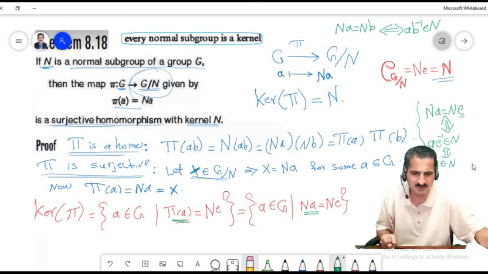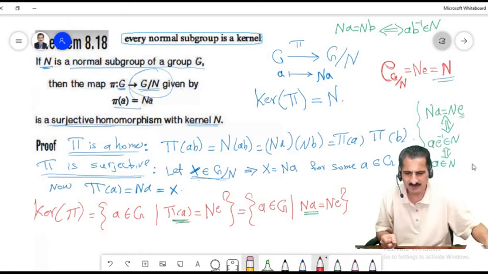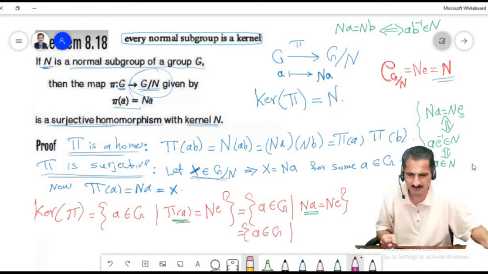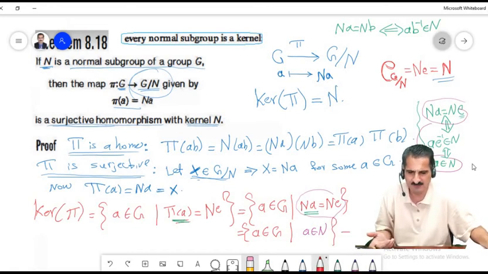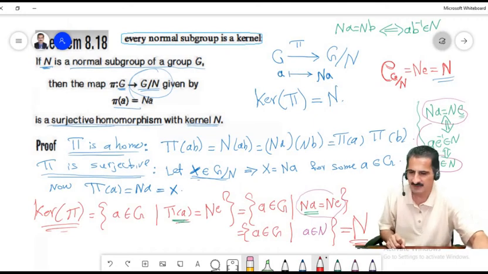So the kernel, rewriting this, is a belongs to G such that aN equals eN, and I will replace this by what I got here. So this is equivalent to that. I say a belongs to G such that a belongs to N. Well, this is cheating. But what does that mean? That means it is N. So the kernel is N. So the theorem is proved.